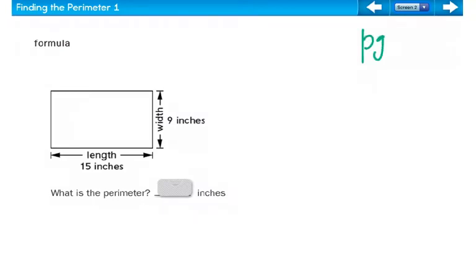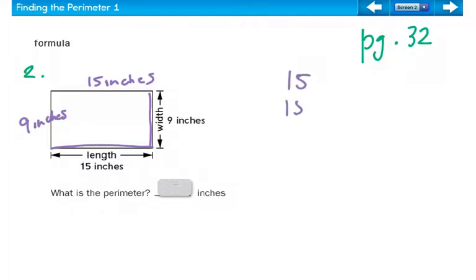Continuing on with journal page 32, this is number 2. What is the perimeter? Well, I'm going to add together 15 plus 9, plus remember opposite sides are the same length. So this one would be 15 inches. And this would also be 9 inches. Opposite sides are the same length on a rectangle. So 15 and 15. And then just to make it a little easier, I'll add the 9 and 9 together over here. Go ahead and do this with me.